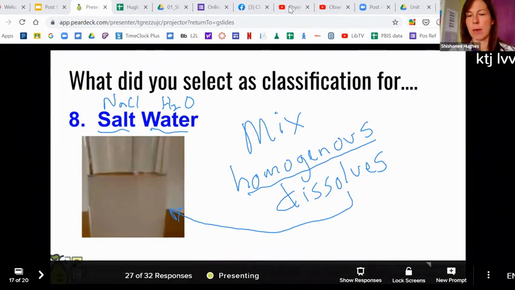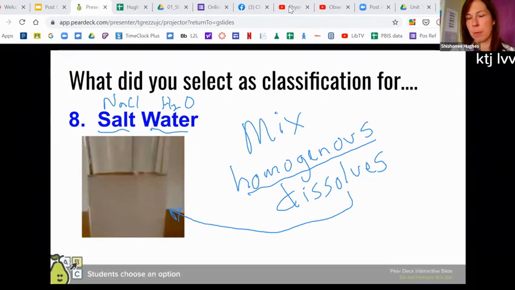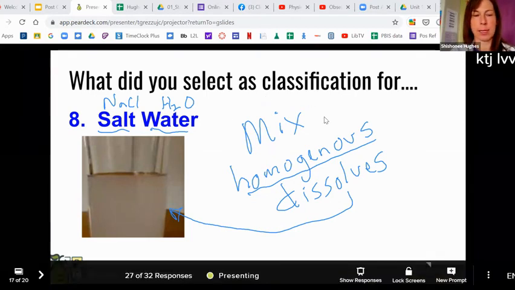Fluorine and fluoride, Suhan, are the same thing. It's just how we name them. And we'll get into that later this year. They're the same thing.